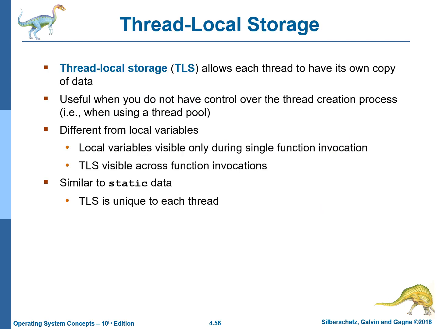Thread local storage allows each thread to have its own copy of data. It's useful when you do not have control over the thread creation process, like when using a thread pool. It is different from local variables. Local variables are visible only during a single function invocation, while thread local storage is visible across function invocations. It is similar to static data, except that thread local storage is unique to each thread.